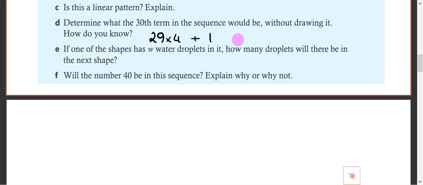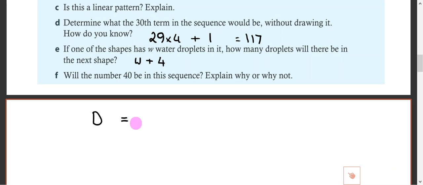If one of the shapes has W droplets, how many droplets will there be in the next shape? W plus 4. But I'm going to ask you for the general rule. So the general rule would be the number of droplets equals, what do we think? 1 plus 4 times n minus 1.